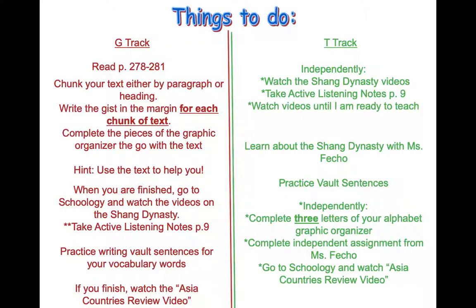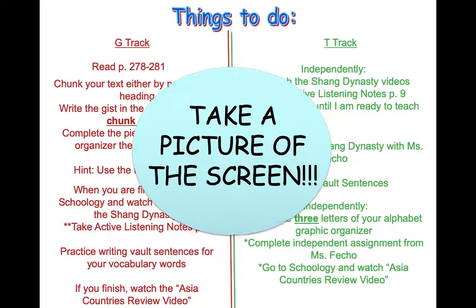So G-Track, that is your work that you need to do. T-Track, if you missed class, we worked together. So we started with the videos. You want to watch the videos, take active listening notes on page 9. And then we read some text and we filled in our graphic organizer. And then I taught them how to work on their ABC chart. So you want to make sure that you have page 8 in your binder. And these are some of the important things, T-Track, that you have to remember.